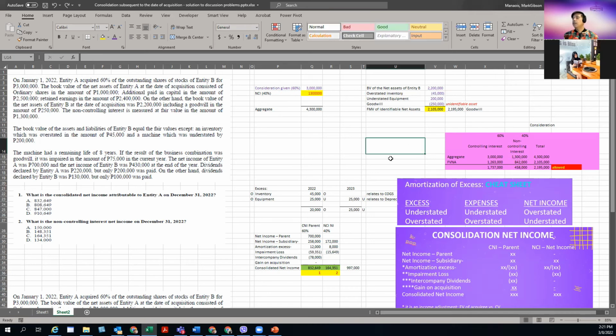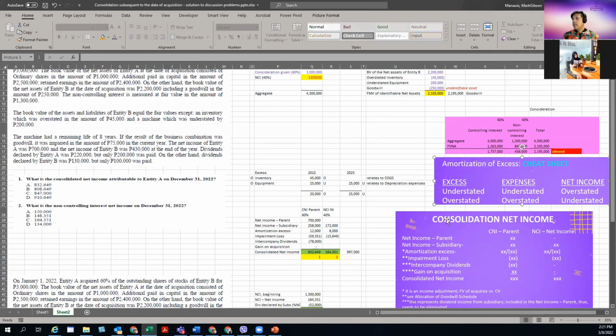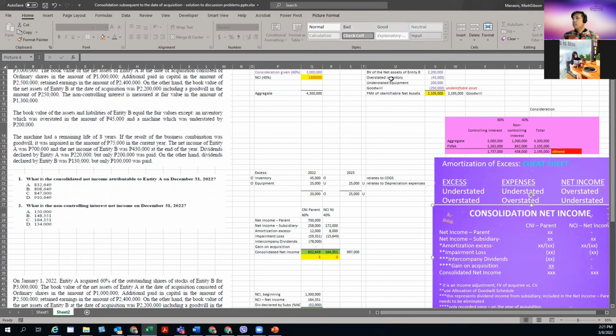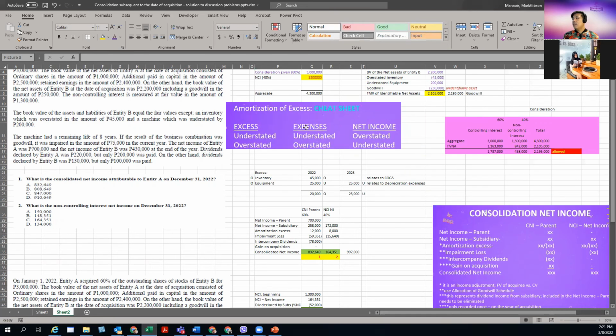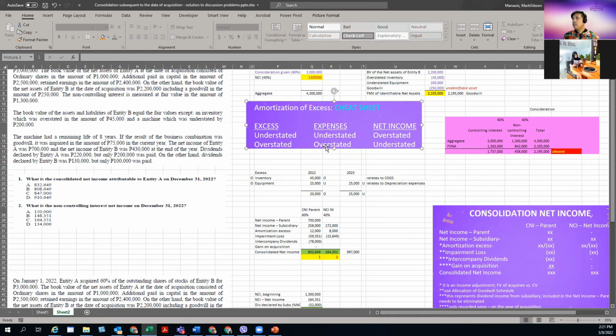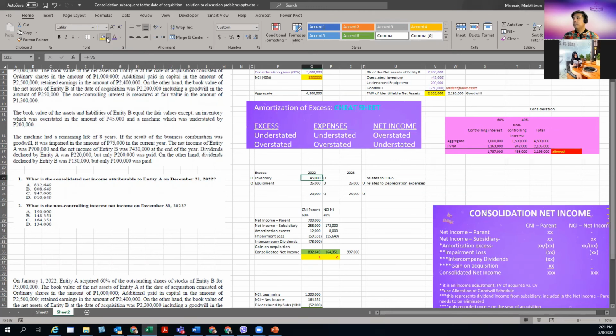Okay. Of course, pag-usapan ngayon natin itong excess. So sabi natin, meron daw tayong overstatement sa inventory. Kung ang inventory is overstated, expenses is also overstated. So yun lang muna. Oops. So sabi natin class, the problem is silent as to when the inventory was sold, so therefore, we'll assume that this was sold in the current year. So that's 45,000. Yung overstatement naman sa equipment, actually hindi pala overstatement, understatement.